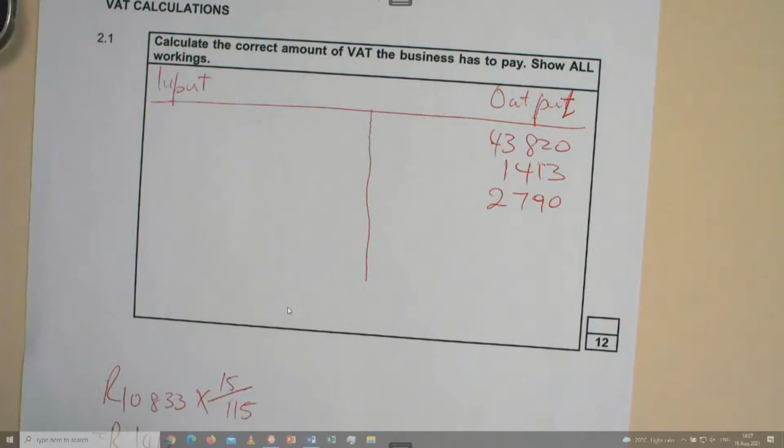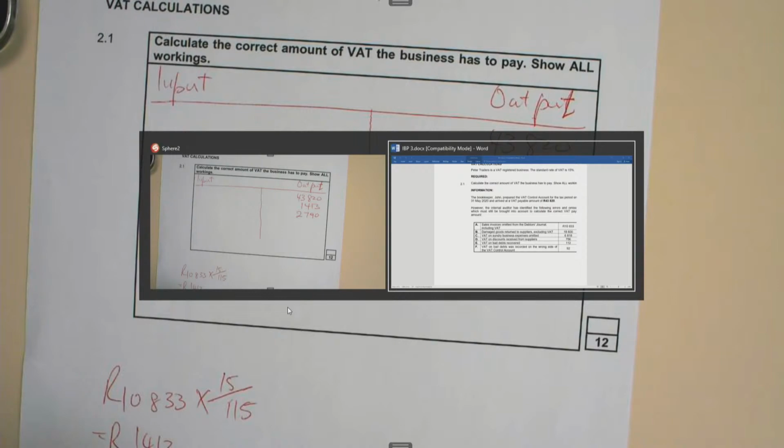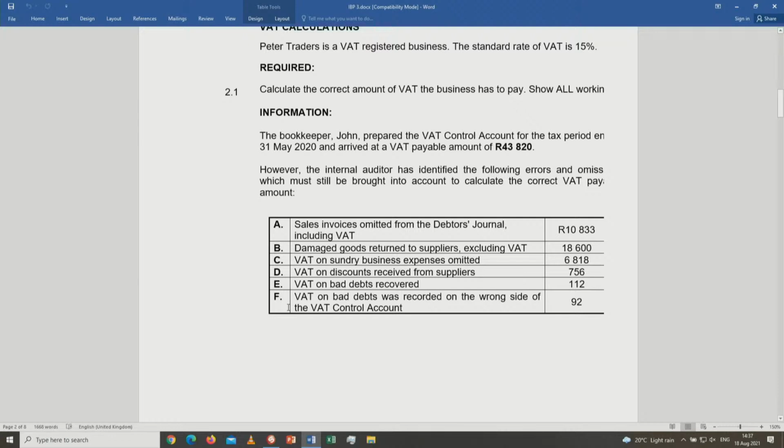Same applies if debtors returned goods back to us. Now, if debtors returned goods back to us, then you must ask yourself, initially, we did sell these goods to these debtors, we received money, and then we charged output. That is before the returns. Now, when they return goods back to us, we must charge input. All right. Right. Let's go to C. VAT on sundry business expenses omitted. In this case, VAT has already been calculated for us. Analyze the transaction. VAT on sundry business expenses omitted.